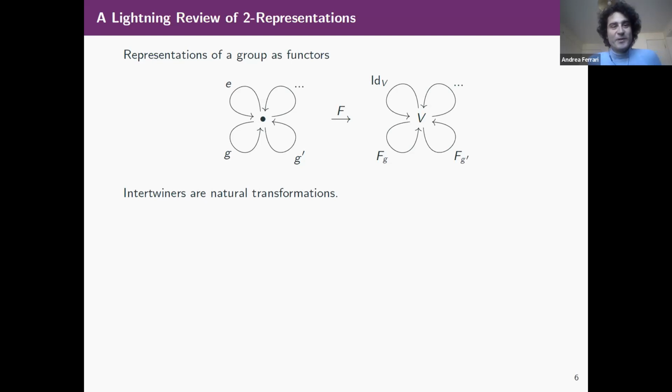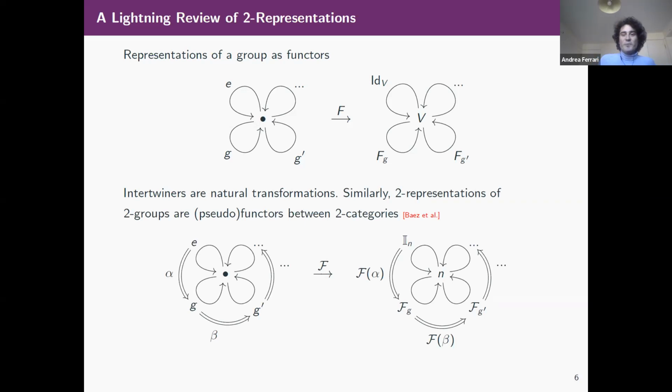So the idea is that we can view representations of a group as functors. What does it mean? We can view a group as a one category with one simple object, and a collection of morphisms, all of which are invertible. And these are the elements of our group. And the representation in particular is a functor that takes our object to the category of vector spaces. So in particular it takes our single object to a vector space, takes the elements of our group to some endomorphisms on this vector space, and where the intertwiners are given by natural transformations. So this is one categorical perspective that one can take on groups.